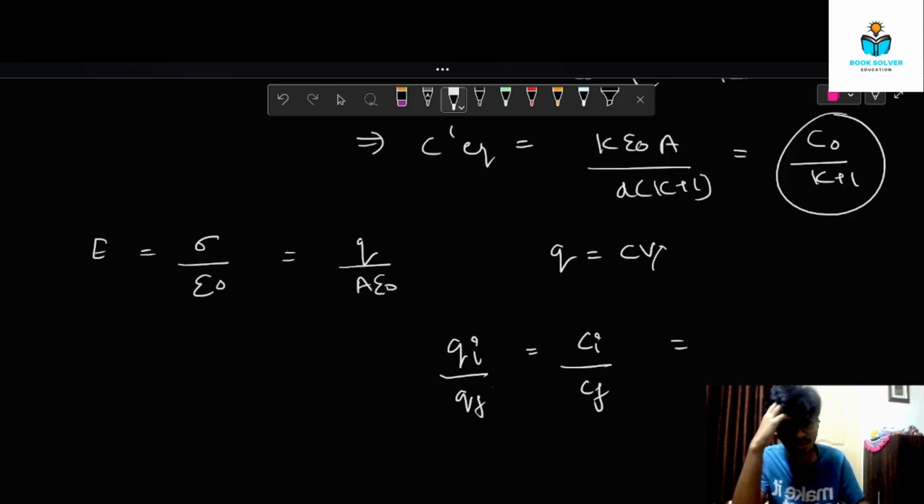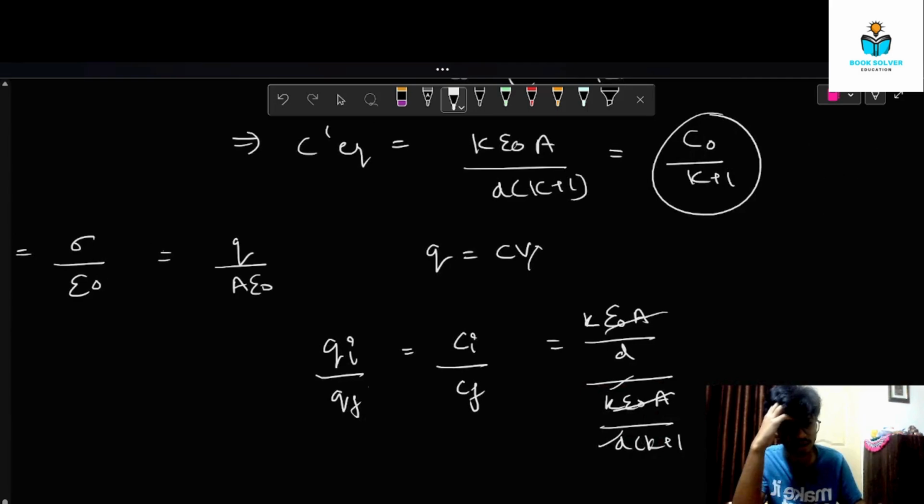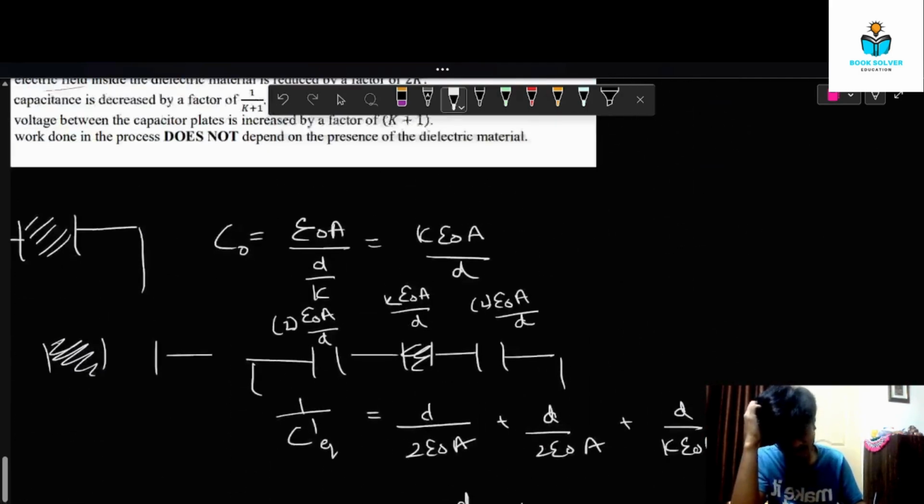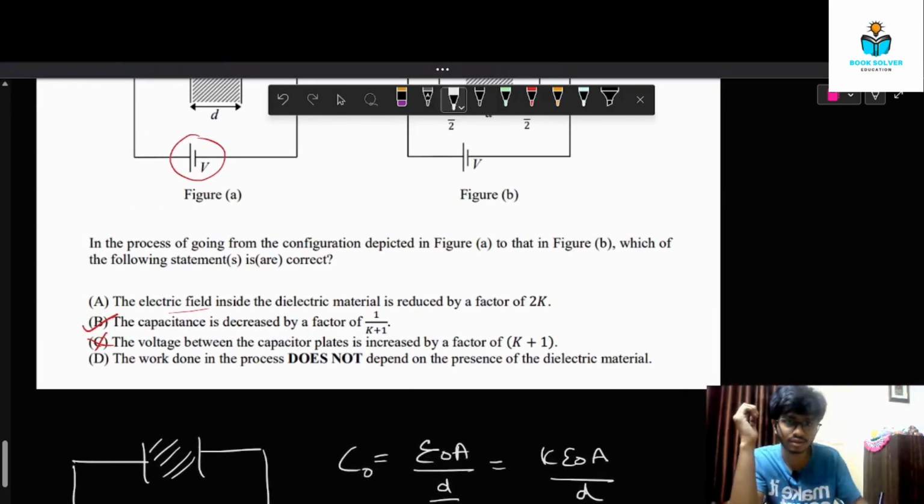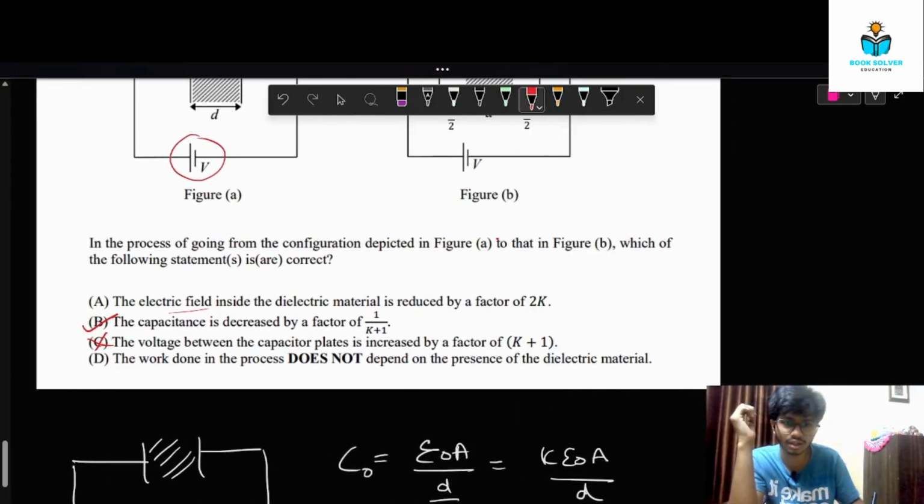C initial was K epsilon naught A by d, and C final was K epsilon naught A by d into K plus 1. So this gets cancelled, this gets cancelled, and what we get is K plus 1. Right? What's given is 2K. So this one is again wrong.